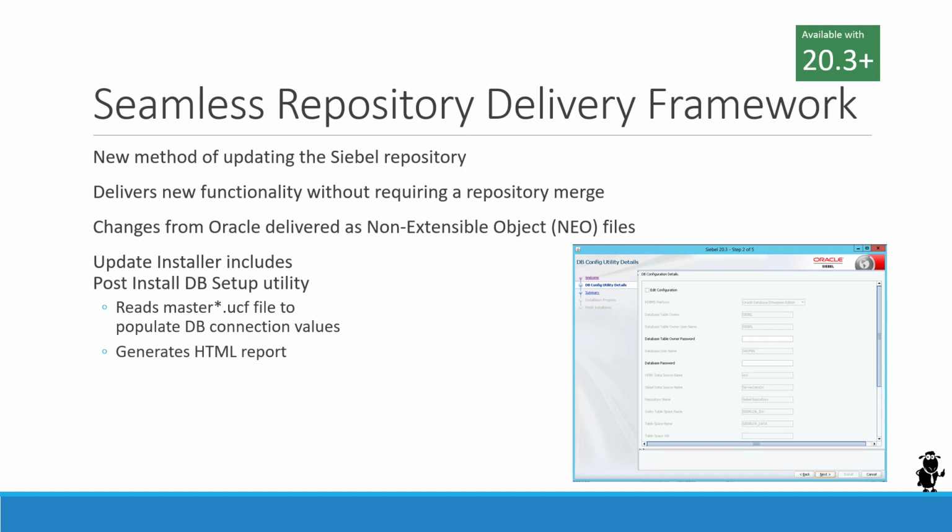This utility reads the master UCF files from previous database installations or upgrades and populates the parameters. You can opt to change the parameters as an administrator, and upon successful run it generates an HTML report which can be used to review the changes delivered in that particular update. The update installer as of 20.3 and higher also features the inclusion of non-extensible object, or NEO, files, which are laid down as part of the binary update.